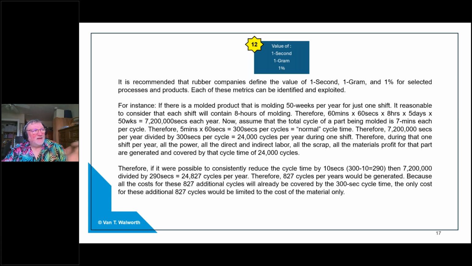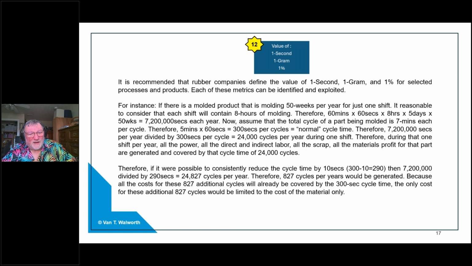So I have an example here that, for instance, if you're running 50 weeks, with 2 weeks a year that are vacations and not running, and you're just running one shift a week, and it's only for the 5 days of the week, you can come up with a whole lot of seconds during the course of the year. And if you took off a few seconds of each cycle, you end up with a lot of extra cycles.